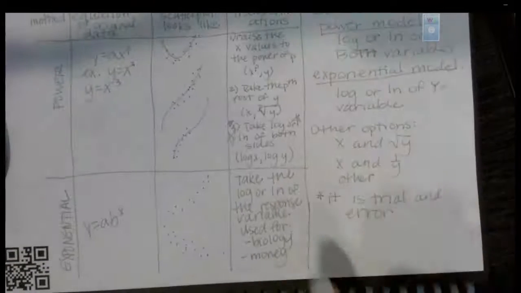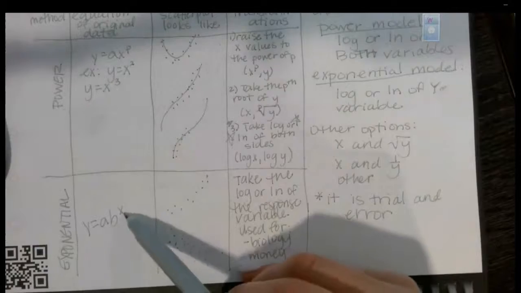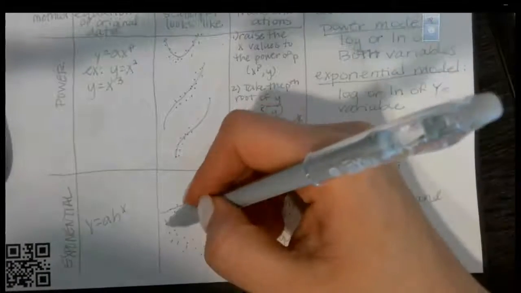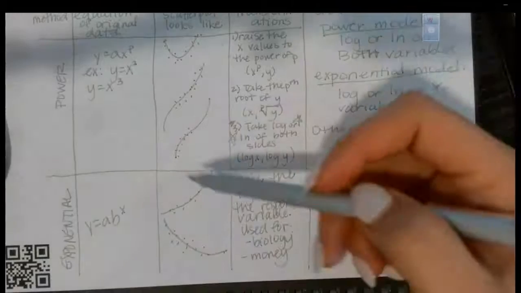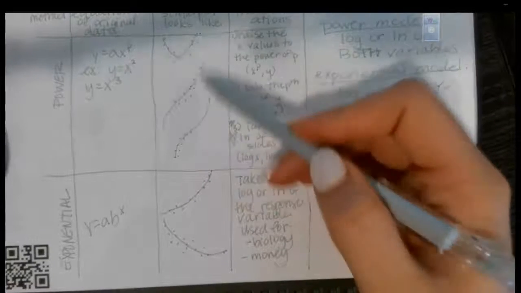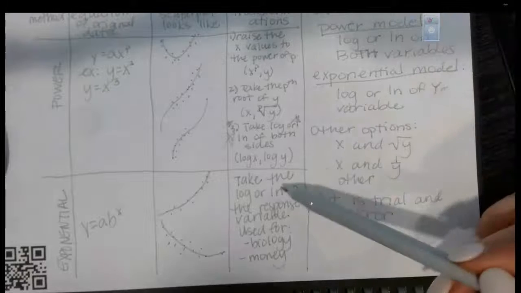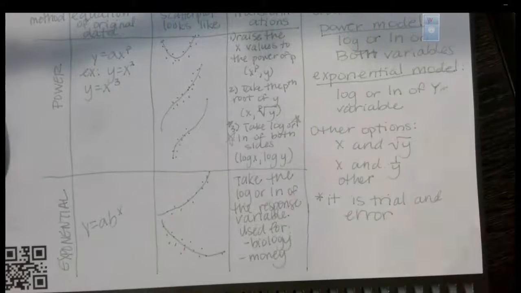All right, now if it's exponential, then y equals ab to the x is the form it takes. And remember that you have exponential growth and exponential decay. So you could look and see, does it start off slower and then grow, versus these, which kind of all have more of a curve constantly. And then you could take the log or natural log of the response variable, that would be y. And this is used for biology and money problems.